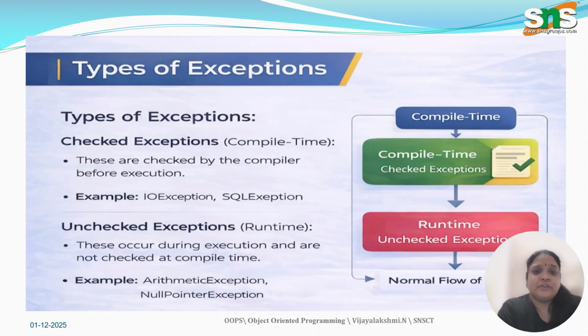Next, what are all the types of exception there? Types means we have checked exception and unchecked exception. Checked exception is which can happen in compile time, and unchecked exception which can happen in runtime. Checked exception can only be checked by the compiler, that too before the execution part. Say for example, you have IO exception and SQL exception.